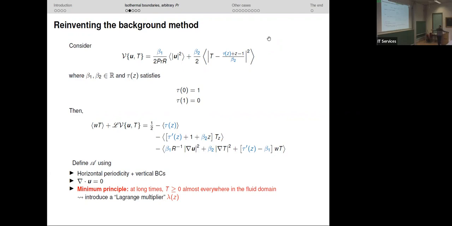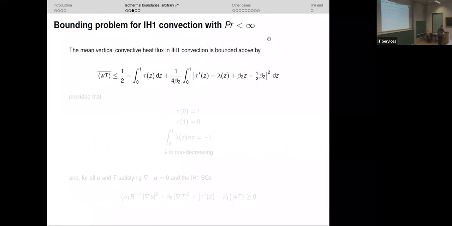So having defined this set of admissible temperatures and velocities, we can maximize this quadratic form over here, provided that we have chosen the variables in blue here, tau, beta 1, and beta 2, to make these quadratic terms positive. And the result is this upper bound here. The mean of WT is bounded by a horrible expression that I will dissect in a moment.